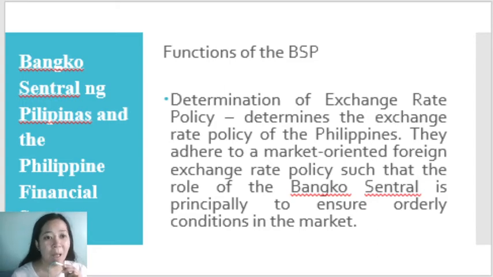But the Philippines also has to adhere to the policy of the international market. So it's not just us that decide what exchange rate should be appropriate for foreign currency exchanges. So again, this is part of the function of BSP.